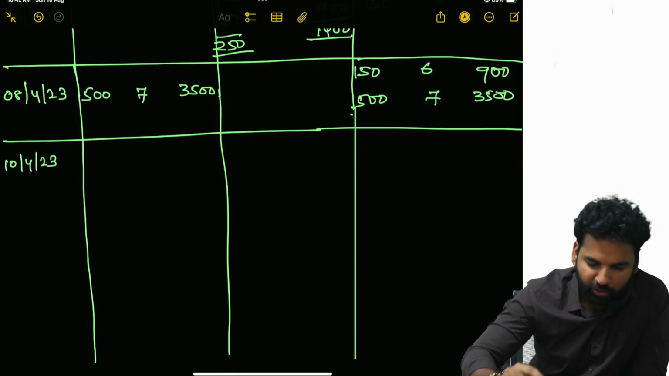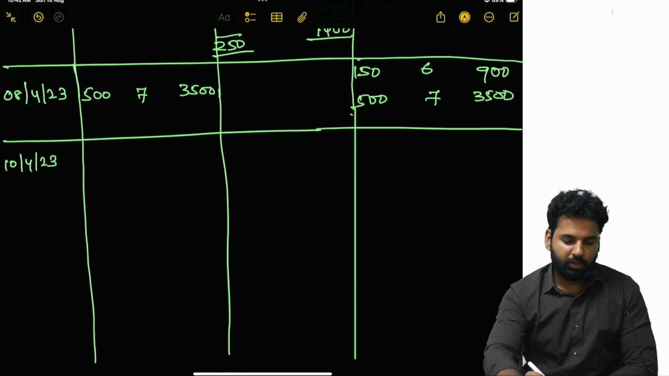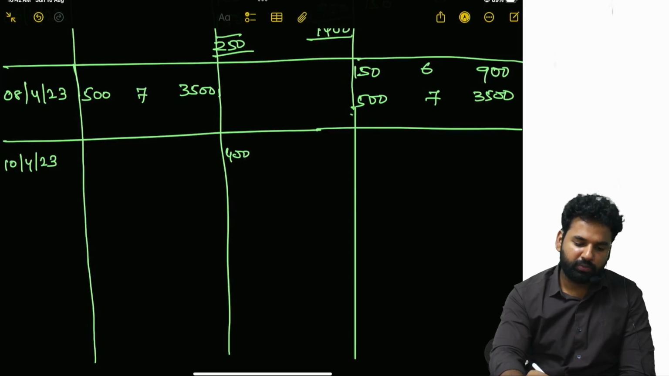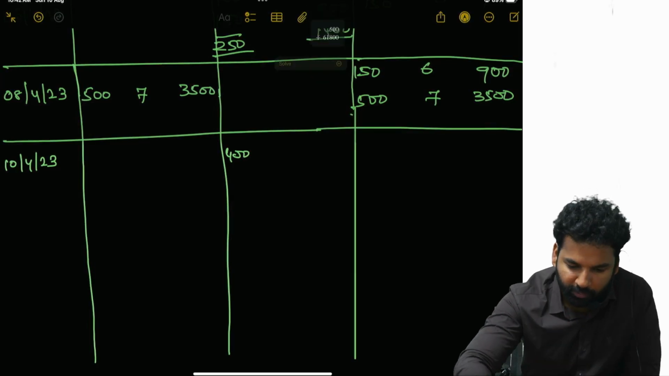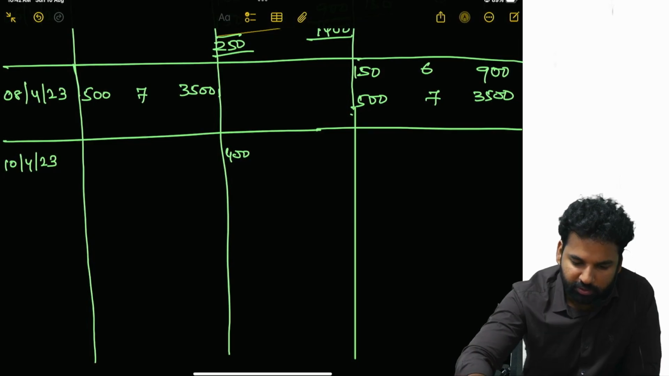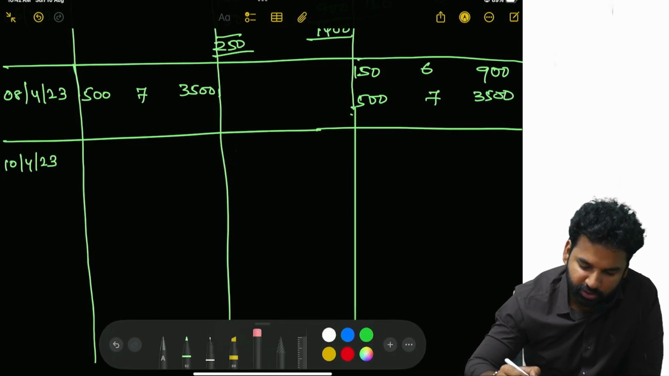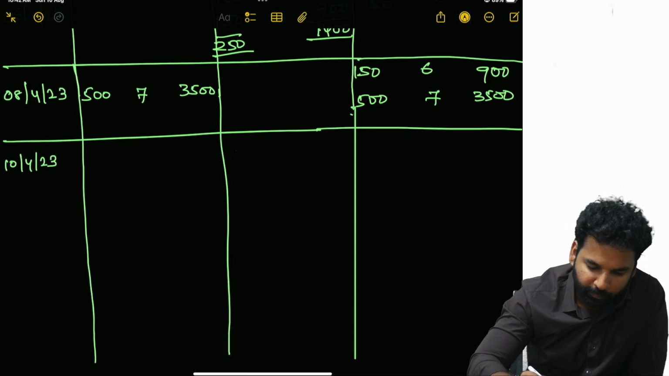10/4/23 issues made. How much? 400 units. 400 units issues made. So in LIFO method, what do we do with 400 units? 150 units of 6 each. Correct? 150 units of 6 each.